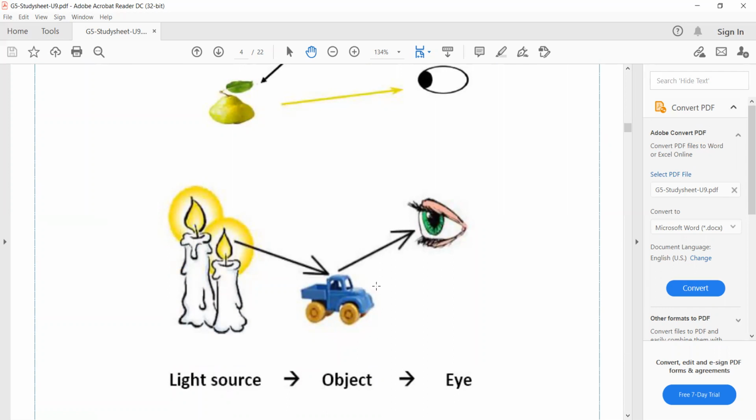Also, in this picture, how can we see this toy car? The candle is a light source. The candle produces millions of light rays. Some of them reach the object, and the object reflects them. Some of them reach our eyes, and this is how we can see this object. So we need a light source, an object to reflect the light, and the light must reach our eyes to see different objects.